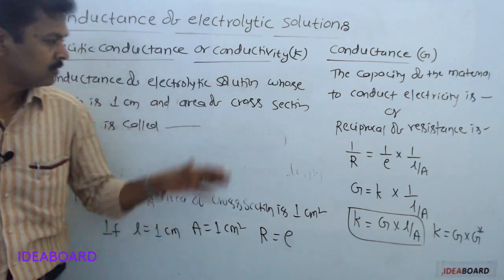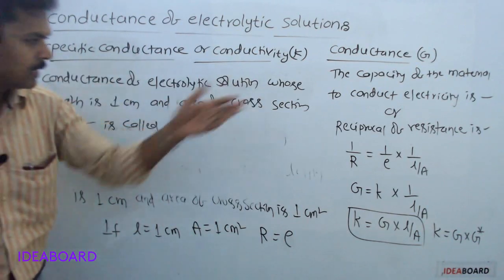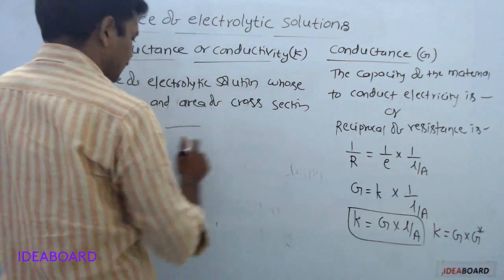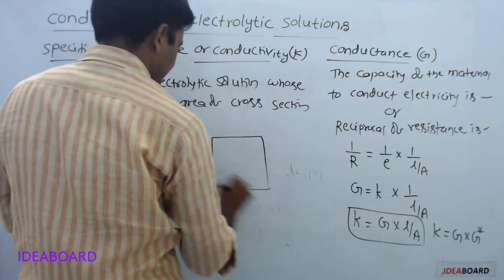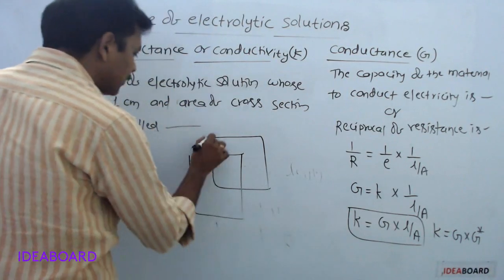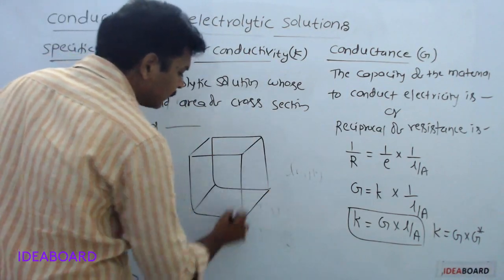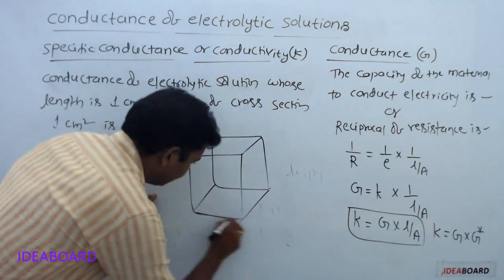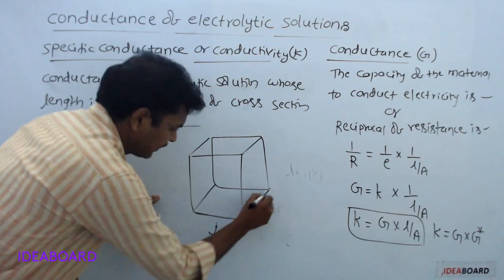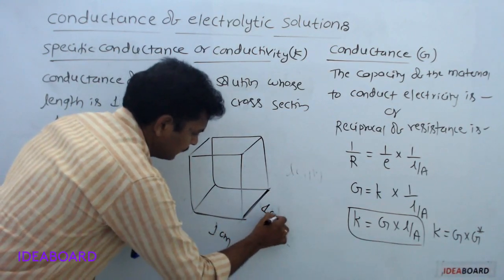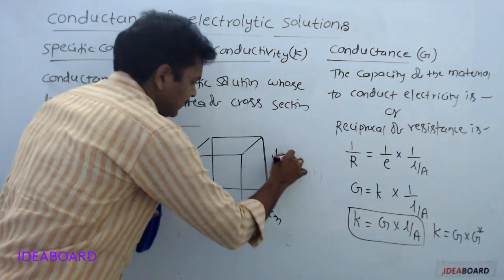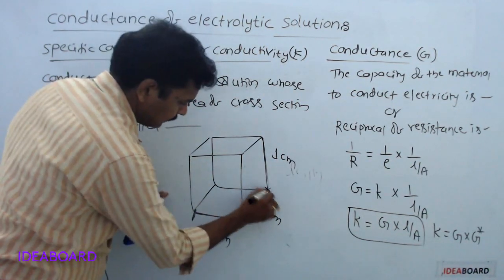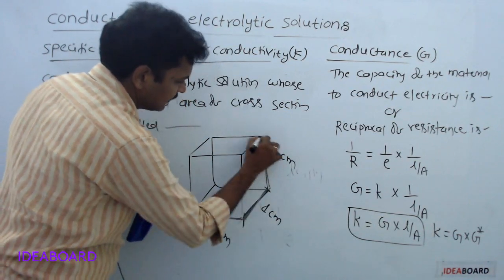Conductance of electrolytic solution whose length is 1 centimeter and area of cross section is 1 centimeter square, is called specific conductance or conductivity. See, electrolytic solution is enclosed in this vessel. If this distance is 1 centimeter, this is also 1 centimeter, this is also 1 centimeter.